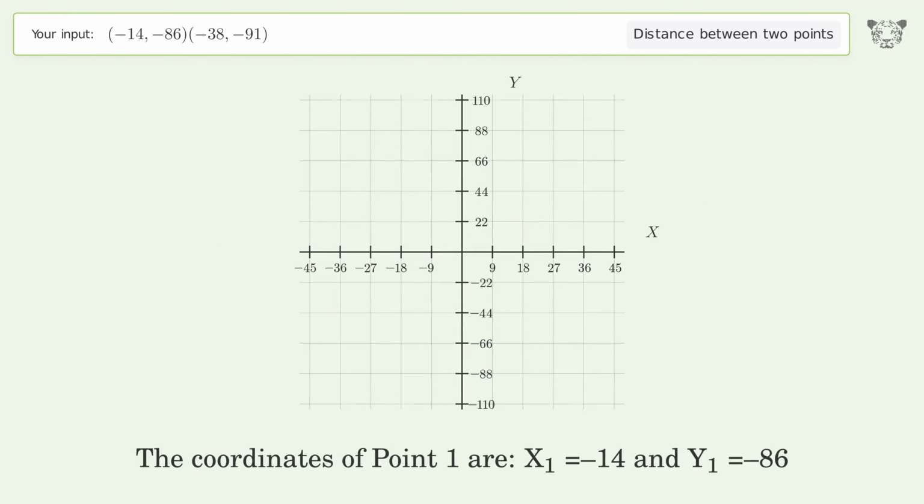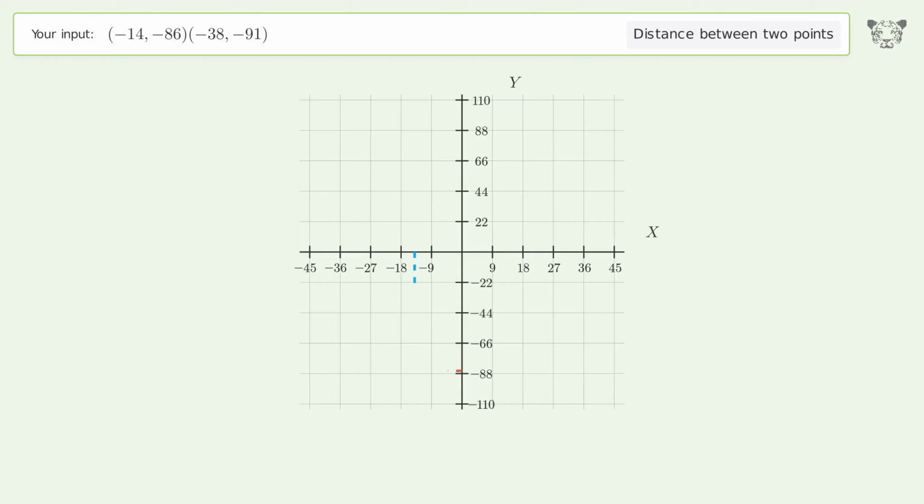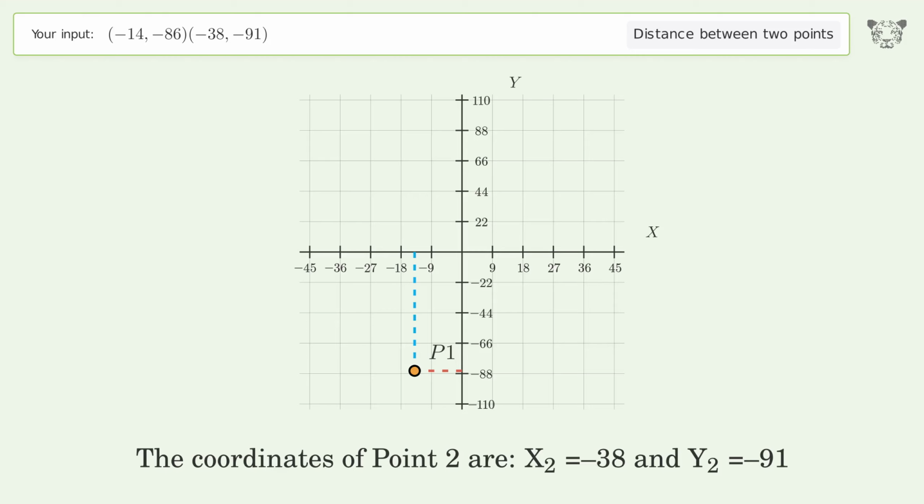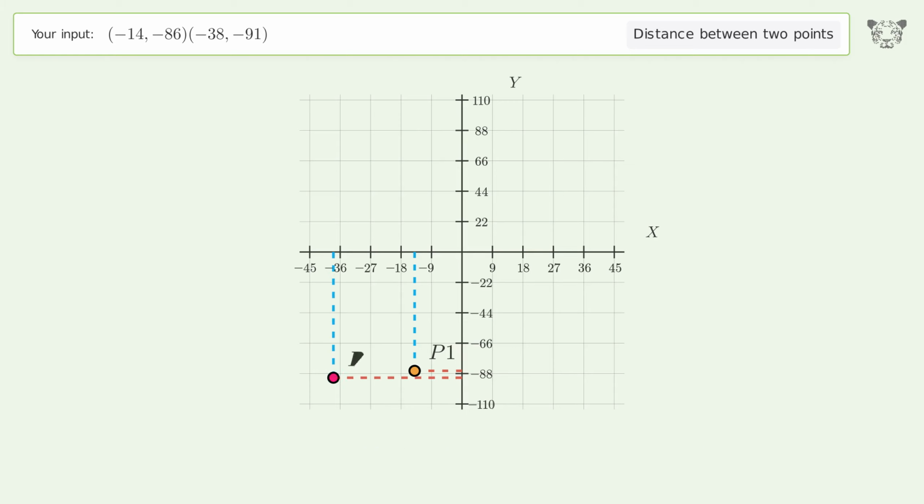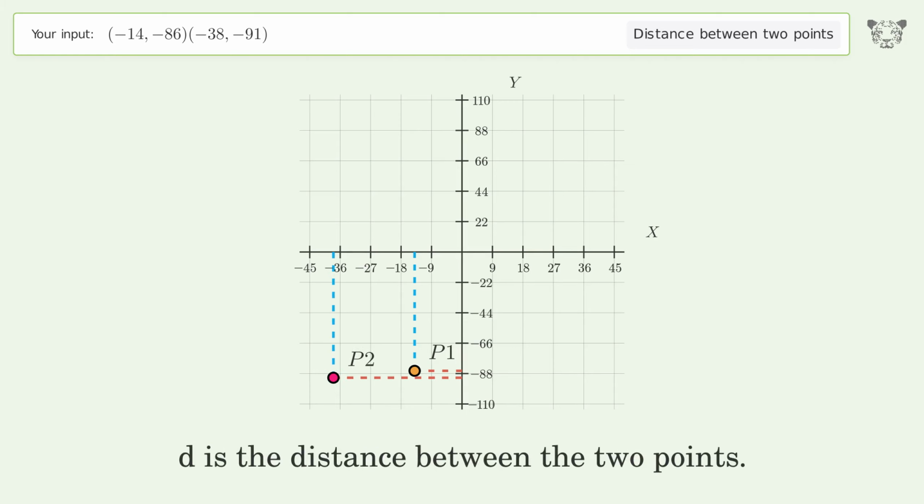The coordinates of point 1 are, x1 equals -14 and y1 equals -86. The coordinates of point 2 are, x2 equals -38 and y2 equals -91. D is the distance between the 2 points.